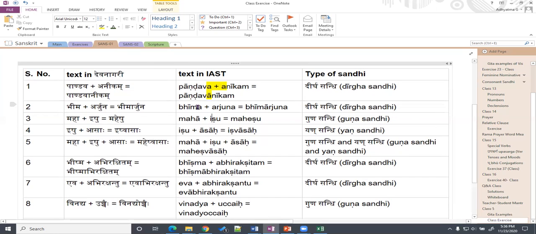Then Bhima plus Arjuna. These are the names of two of the Pandava brothers. Bhimarjuna means Bhima and Arjuna. Again here it is the Dirgha Sandhi.